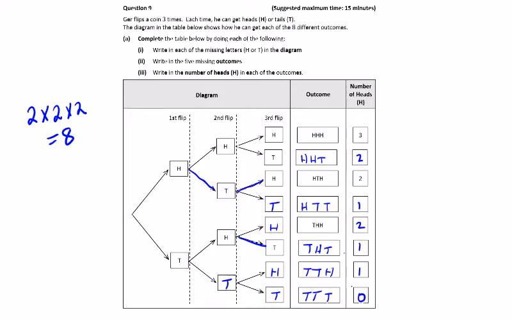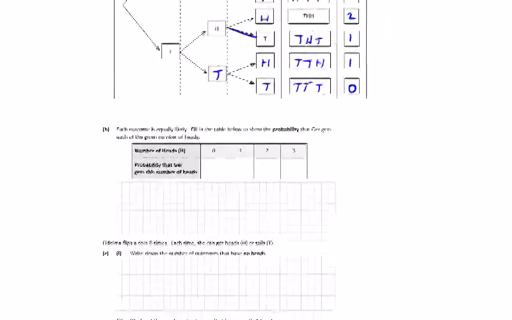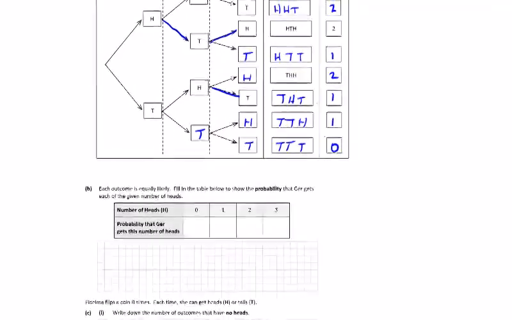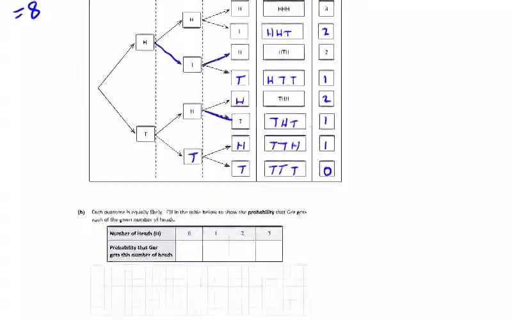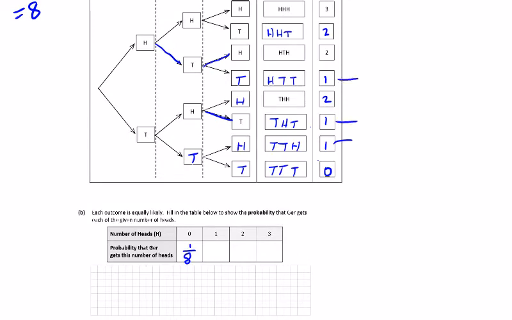And what do they ask us next? So each outcome is equally likely. Fill in the table below to show the probability that Jared gets each number of the given heads. So how many have no heads? That's 1. Probability 1 over 8 is the total. 1 head, we have 1, 2, 3. So 3 over 8 have 1 head. Similarly with 2, it should be 3 as well. 1, 2, 3. 3 over 8 have 2 heads, and 1 over 8 has 3 heads. Head, head, head.